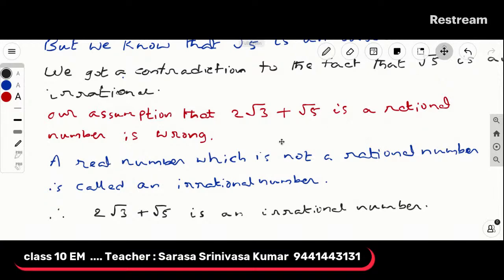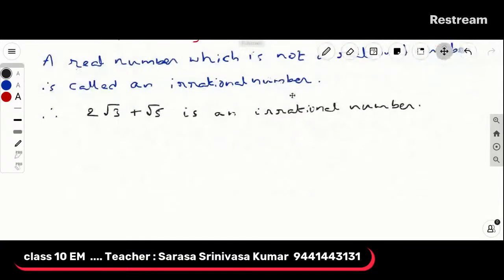We proved this result by contradiction method.